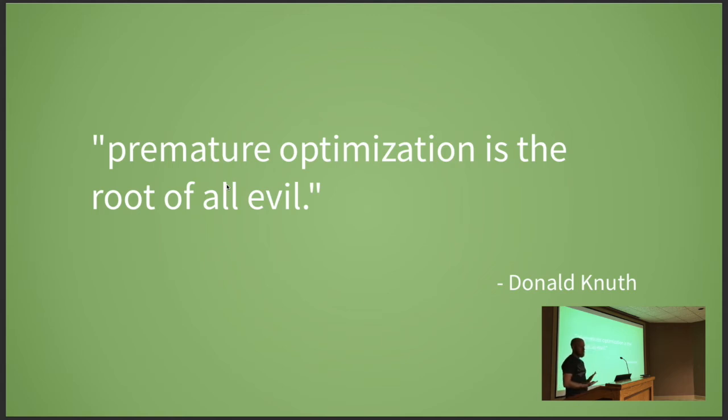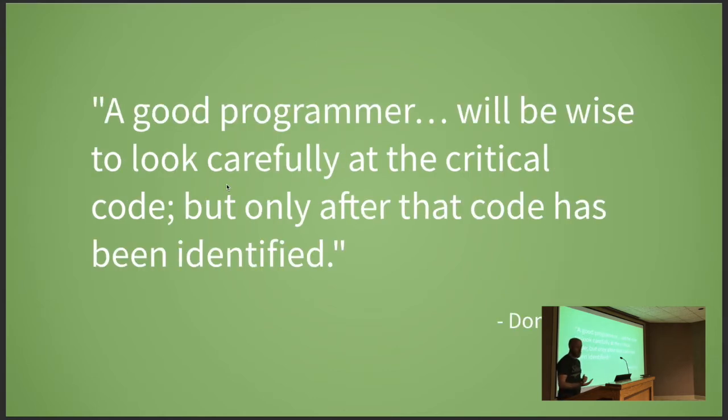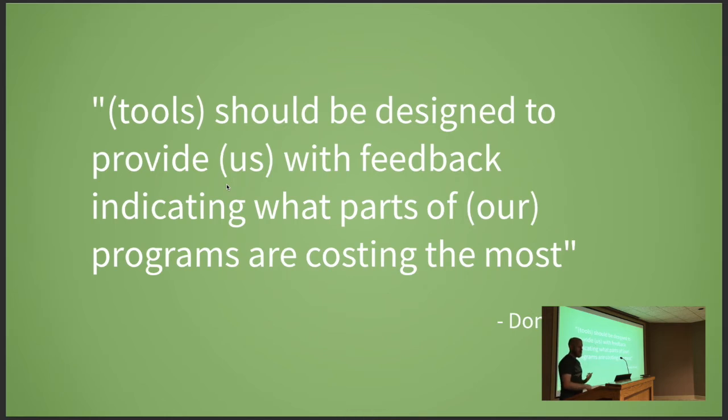And usually when people bring up this quote, they're basically saying that you shouldn't try to optimize your code. It ends up making it harder to read, harder to maintain. But if you actually read the paper where this comes from, Knuth also goes on to say that a good programmer would be wise to look carefully at the critical code, but only after it has been identified. So basically he's saying you shouldn't not optimize at all, but you should make sure you know exactly where you need to optimize before doing so. And also he says that tools should be designed to provide us with feedback indicating what parts of our programs are costing the most. So once you know exactly where in your program the bottleneck is, you need to figure out how to make that faster. And that's where benchmarking comes in.